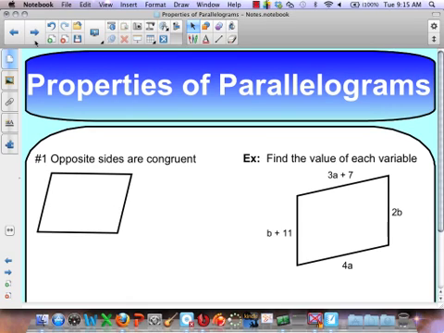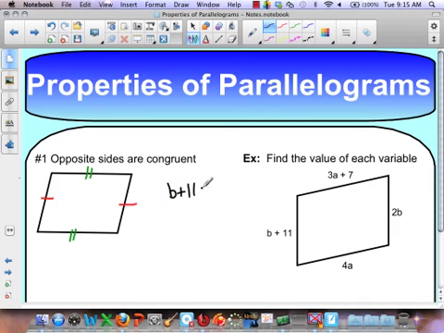Opposite sides are congruent. So let's go ahead and mark that down. So that's our first property of the day. Opposite sides are congruent. So how would that help me solve the problem there on the right? So b plus 11 equals 2b.